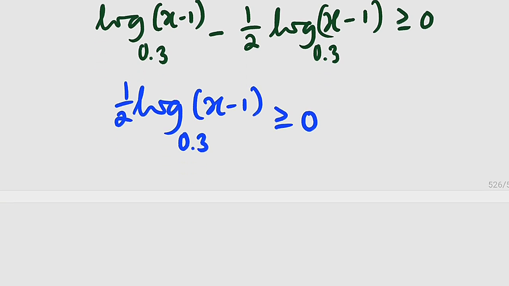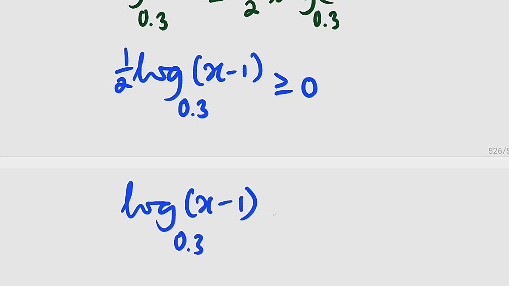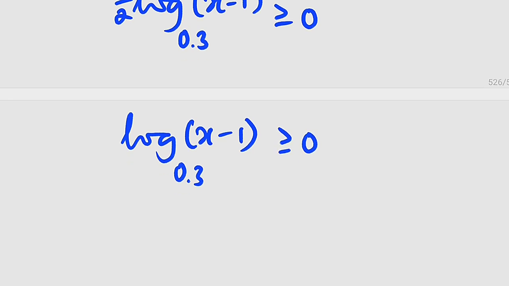And we can now multiply both sides by 2 just to clear this fraction. If you do that, you're going to have log of x minus 1 with the base of 0.3 greater than or equal to 0, because 2 times 0 is still 0.